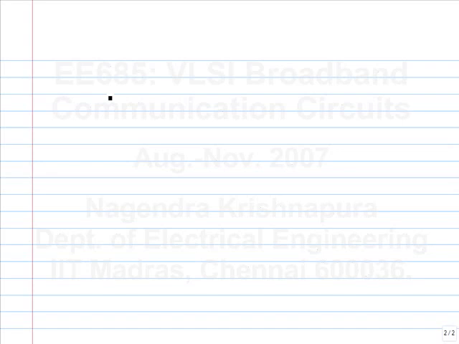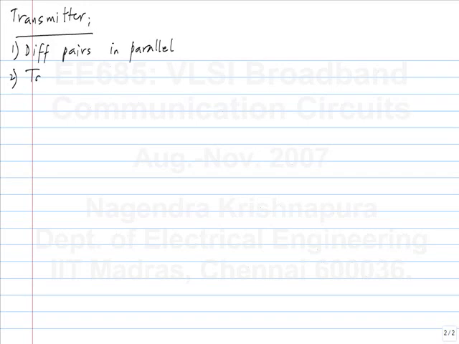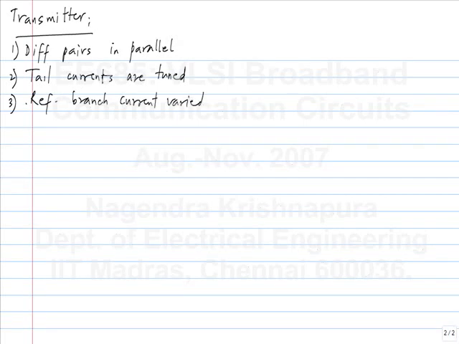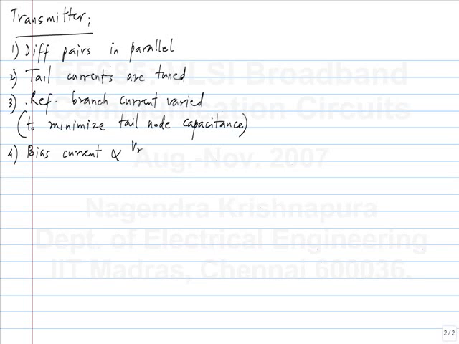We said that we would like to keep the differential pair itself clean and compact, and we switch the current in the reference branch of the differential pair. There are some more practical problems that we will have to deal with, and some of them we have already discussed. So diff pairs in parallel, tail currents are tuned and the reference branch current varied. This is to minimize tail node capacitance. And to keep the swing constant, we said that we make the current depend on some on-chip resistance. Bias current is some Vref by R to make the swing independent of resistor variations.